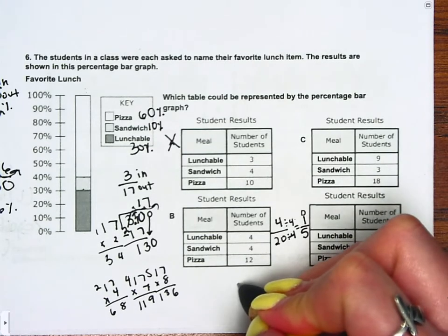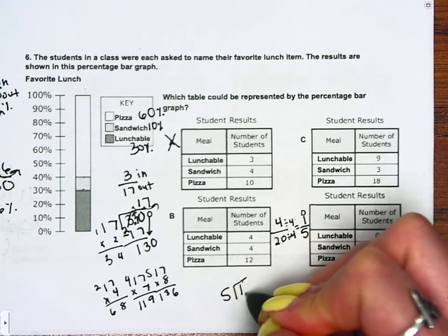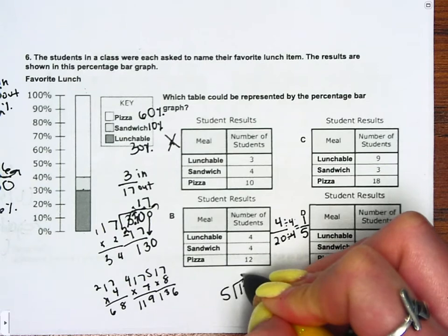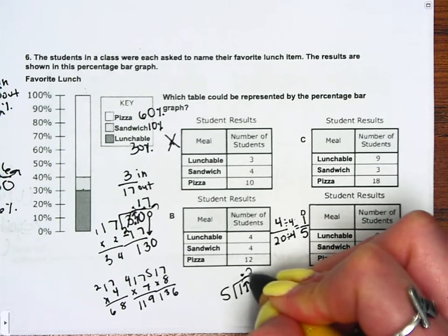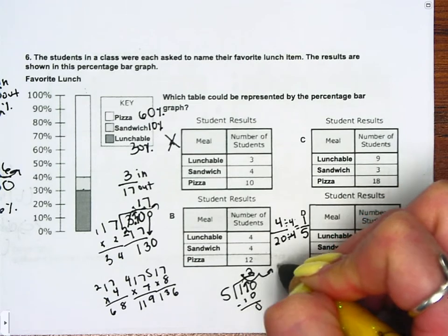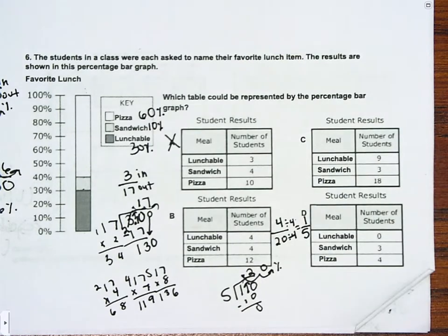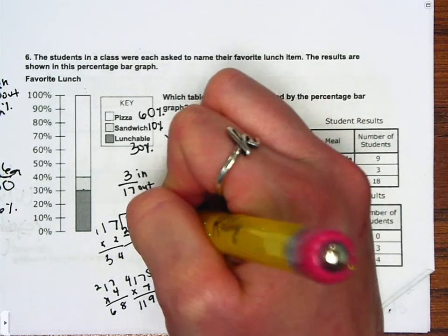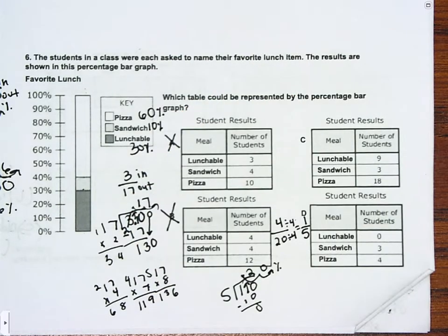Then I'm going to do TBO. Top in, bottom out. 5 can't go into 1. Add a decimal and bring it up. 5 goes into 10 2 times. Move my decimal twice to the right, and that gives me 20%. That is not the same thing as 30, so B is not my answer.